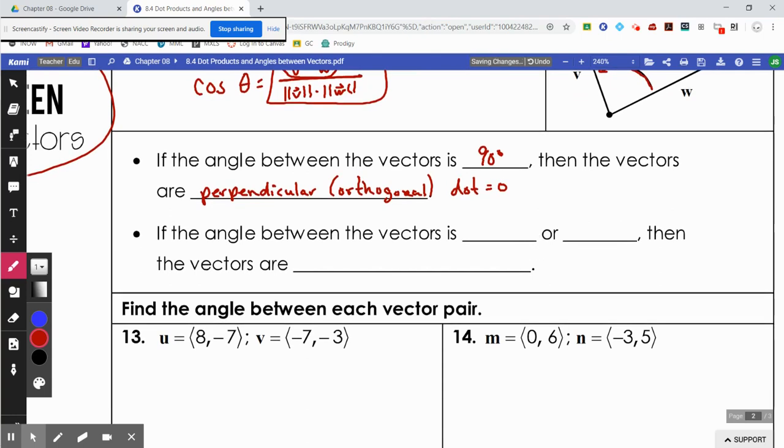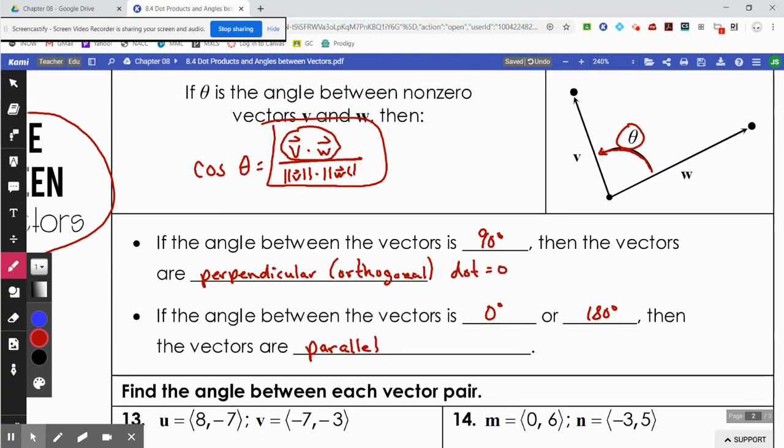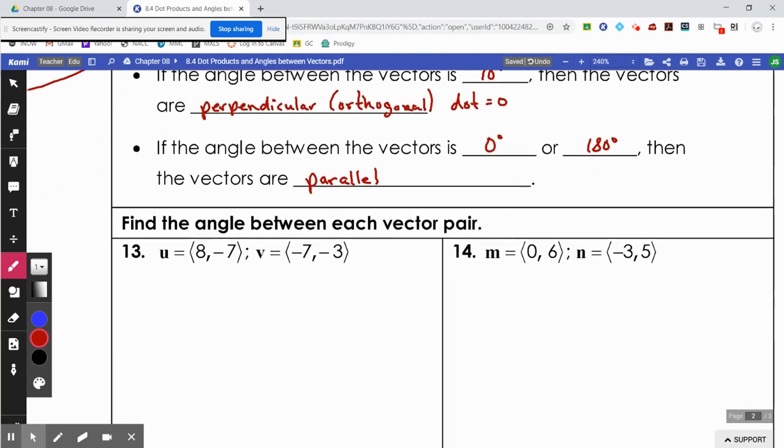If the angle between the two vectors is 0 degrees or 180 degrees, then that means the two vectors are parallel. So if you have two vectors, maybe one of them's right here and the other one's right on top of it, those two vectors are parallel. Or if the other vector points in the opposite direction, those two vectors are parallel to each other. So 0 degrees or 180 degrees, then you have parallel vectors.